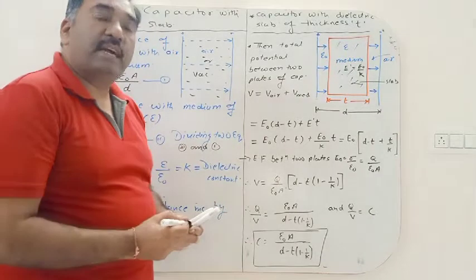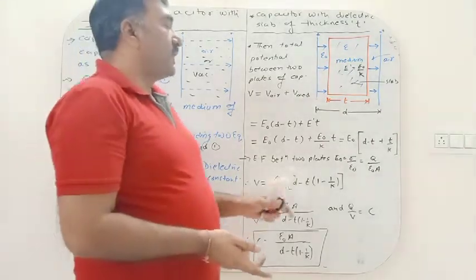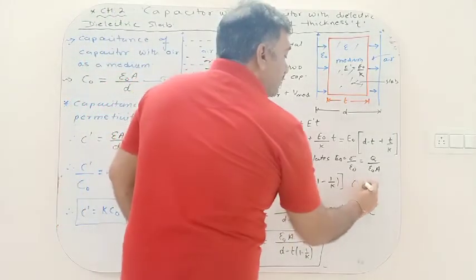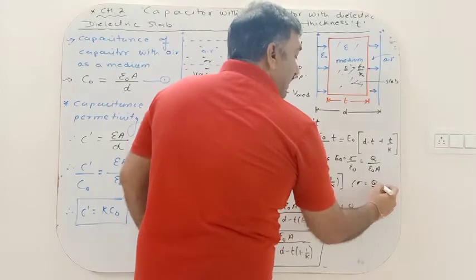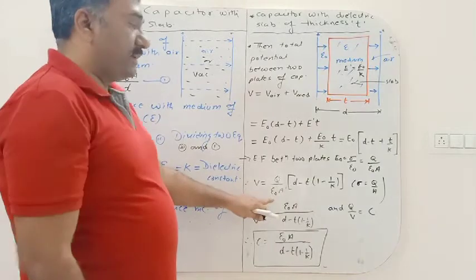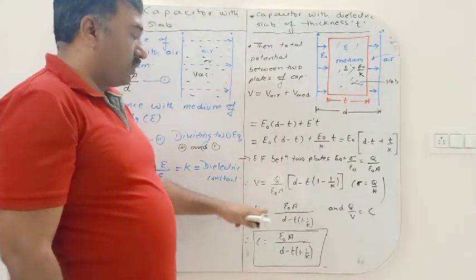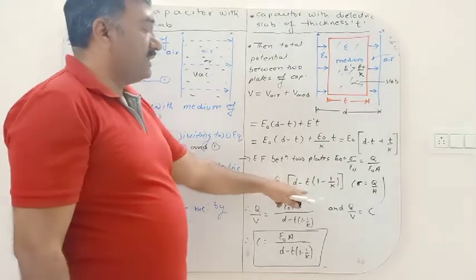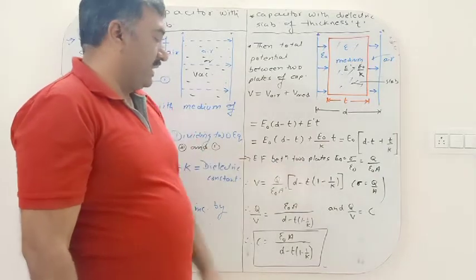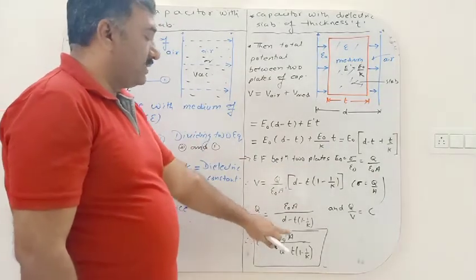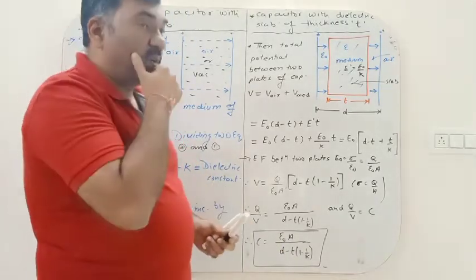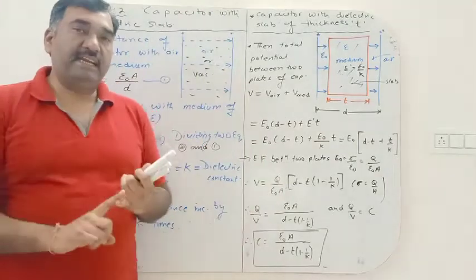What is the formula for the electric field between the two parallel plates of a capacitor? That is sigma upon epsilon 0. Sigma is the charge per unit area, Q upon A, the surface charge density. So we get Q by A here, and Q by V, after cross multiplication, epsilon 0 A on top, and d minus t, taking t common, 1 minus 1 by K. So Q by V is equal to C, epsilon 0 A upon d minus t times 1 minus 1 by K. This is the formula for the capacitance of a capacitor with a dielectric slab.